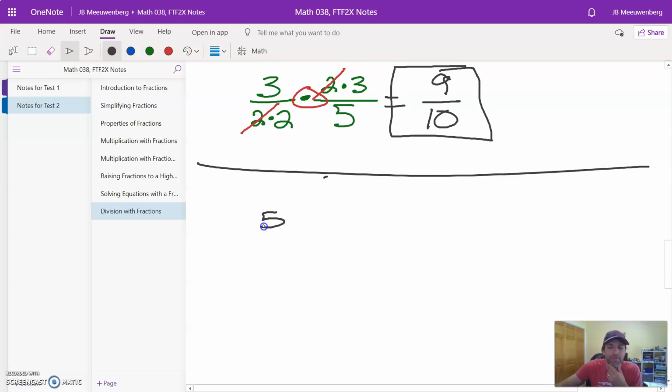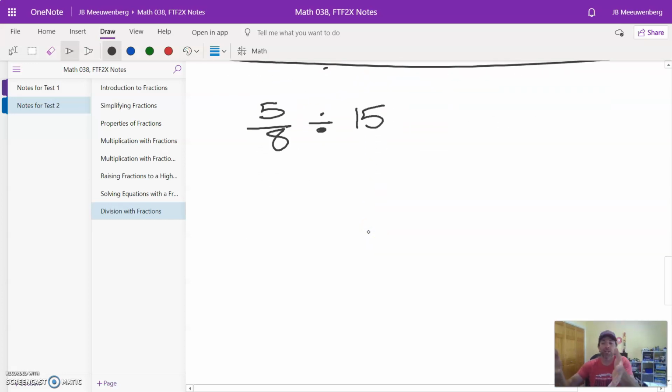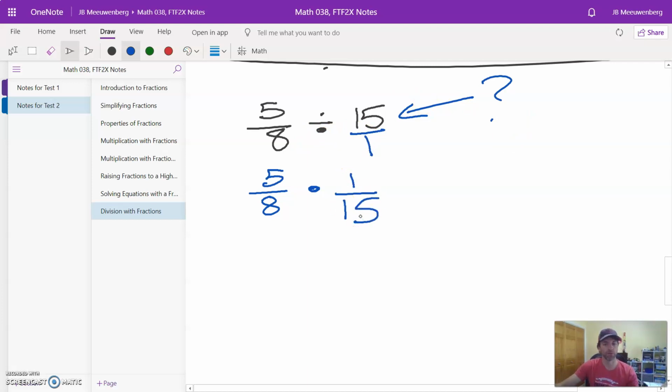So let's say we have 5/8, and we're going to divide that by 15. We're going to divide 5/8 by 15. Now we have a fraction divided by a whole number. So we always leave this first fraction or first number alone, and then we're going to multiply it by the reciprocal of 15. What's the reciprocal of 15? Well, whole numbers can be written over 1, so the reciprocal would be 1 over 15. There we go. And now we do our multiplication.